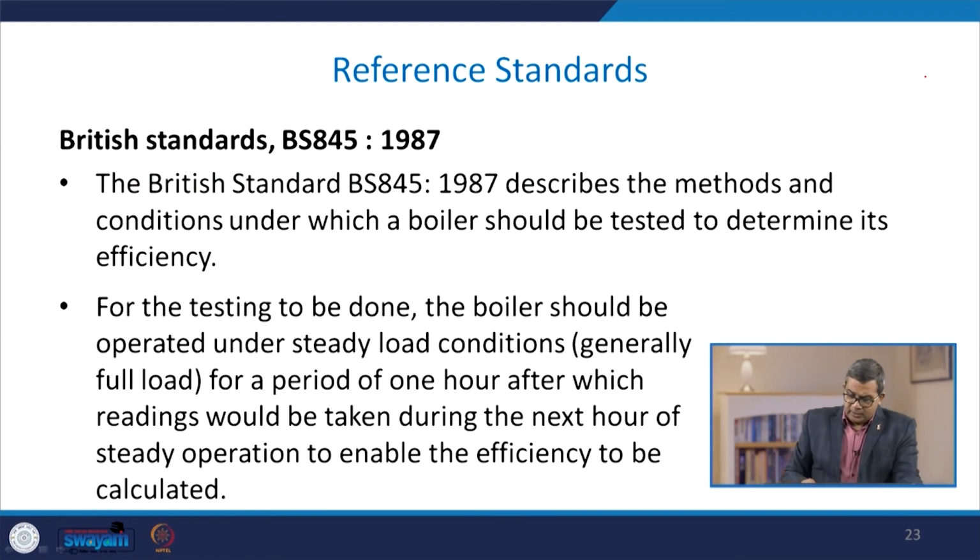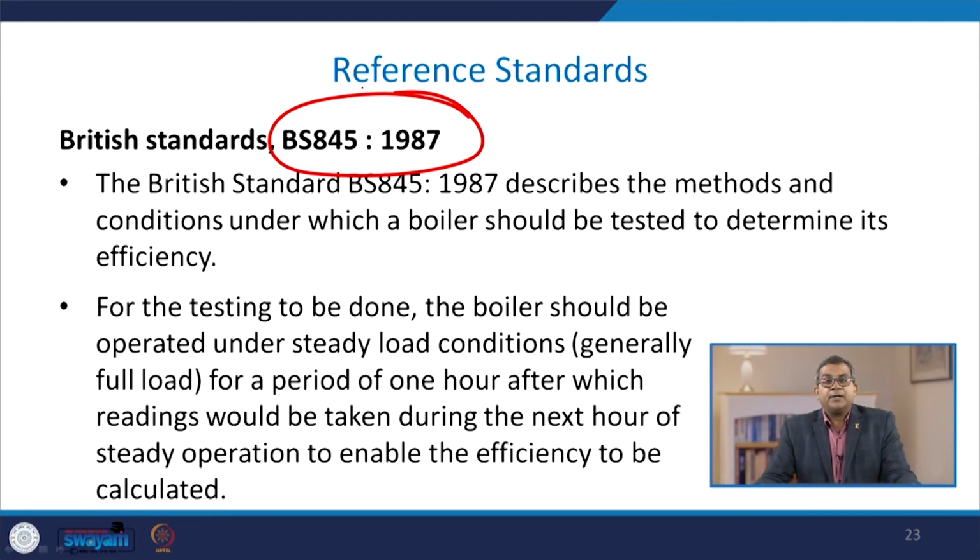As I told you, every state government and every country has its own norms, standards, and codes. The reason is quite obvious: a boiler is a pressure vessel, and it may create problems of environment and, based on other parameters, problems of safety. So, every country has its own codes and standards for the smooth functioning of the boiler, like the Indian Boiler Regulations, etc. Similarly, we have British Standards, referred to as BS 845 1987.